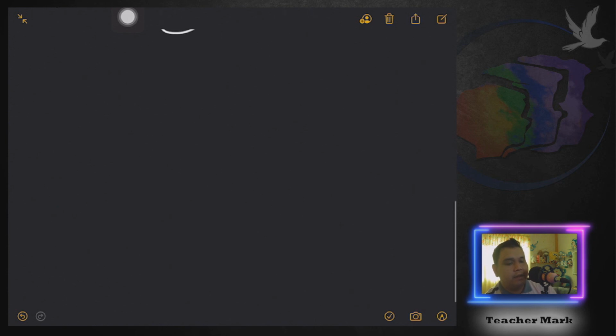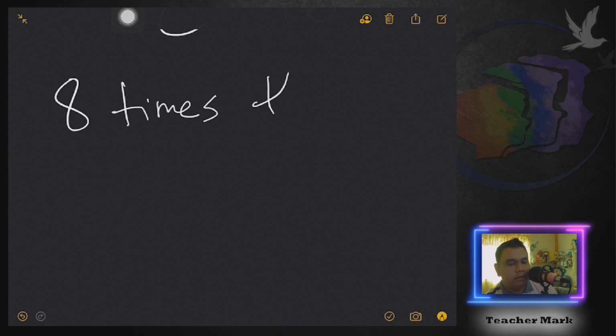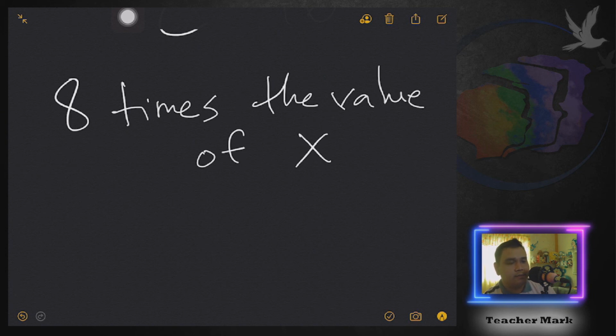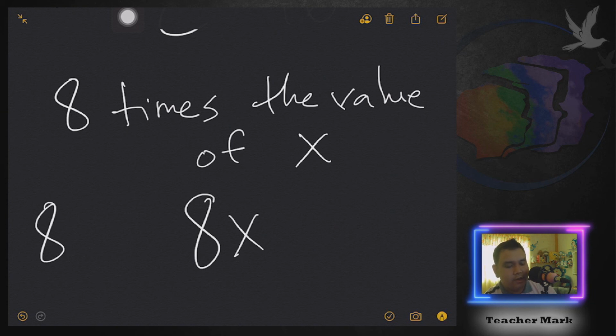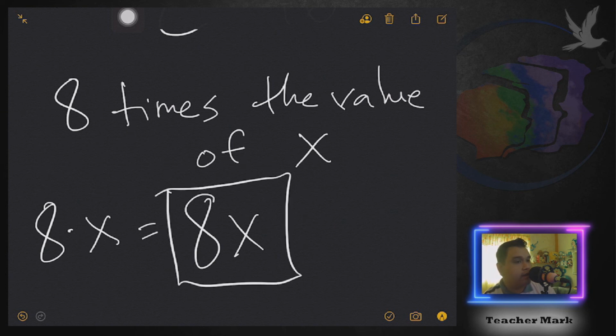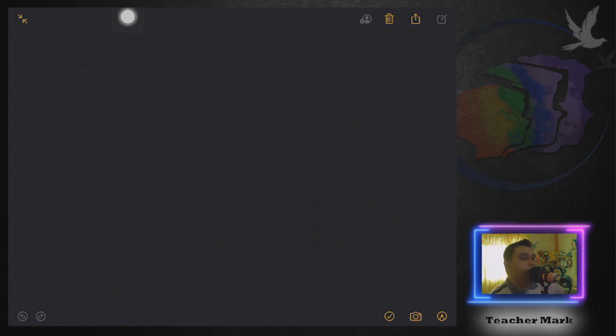Okay, let's try another one. Eight times the value of X. The answer here is written as 8x. Initially, you can write it as 8 times x, but then you have to do the final form of 8x. Okay, so let's try to make it a little more difficult. Hindi naman gaano ka-difficult, but just a little. Just a little. Okay.